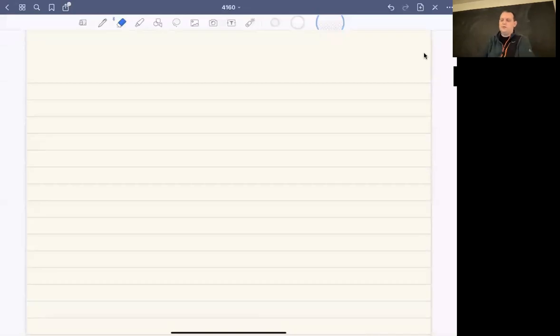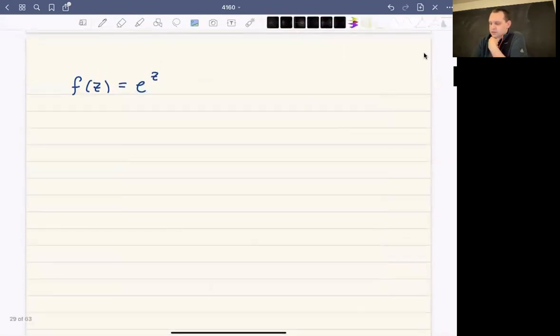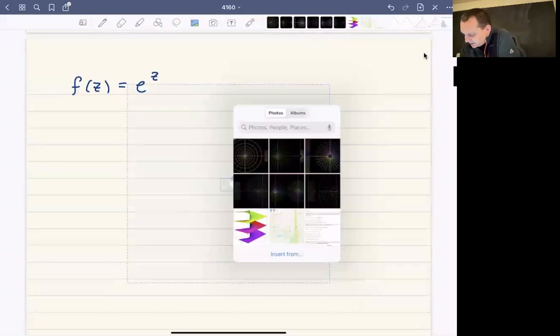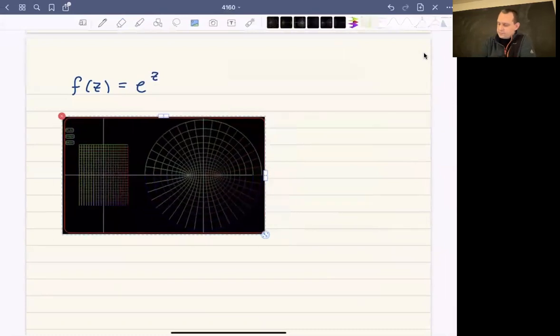So I want to talk about a few more functions. Next up is a function that we spent some time on already, but I want to think about f of z as e to the z and what that looks like when we graph it. So let's look at a picture here. I'm going to look at f of z is e to the z. So that's going to be like this.